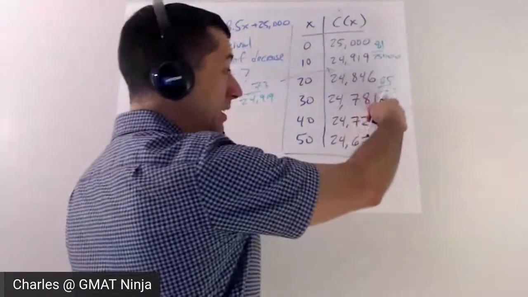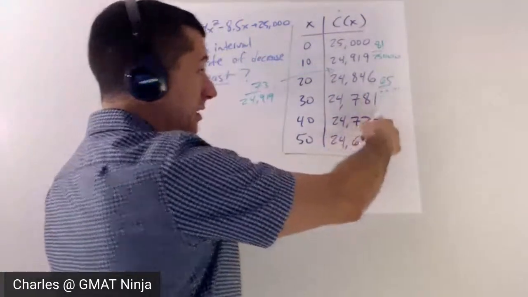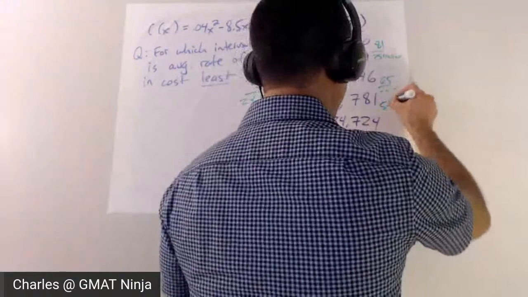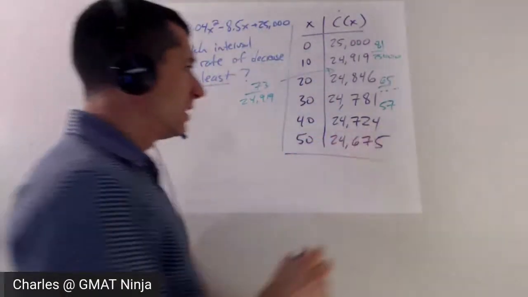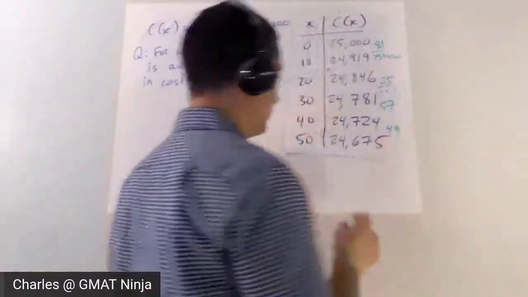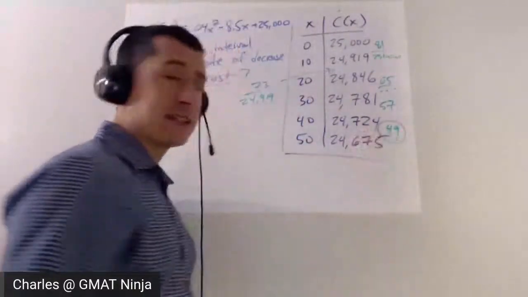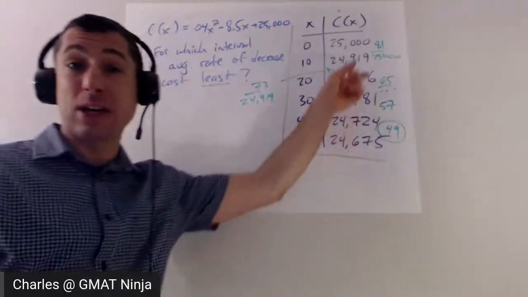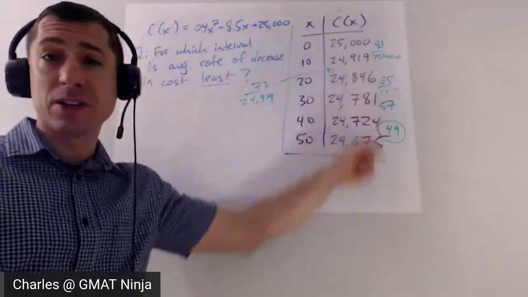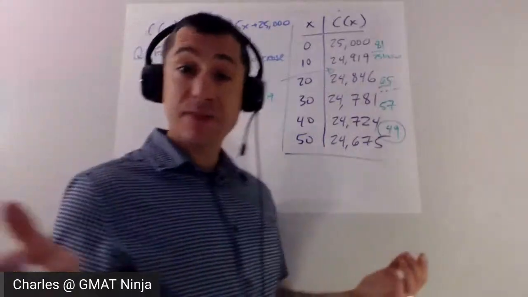What do we get in this interval from 30 to 40? That looks like 57 to me. Somebody yell if I'm getting the math wrong. And what about this last one? That looks like 49. There you go. That's the smallest decrease. Therefore, it's the smallest rate of decrease, because those denominators aren't changing much. And that's all you have to do.